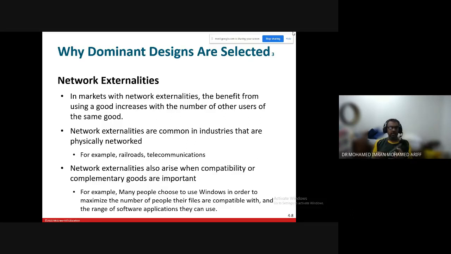So in these terms, the companies choose a design which is acceptable worldwide, acceptable by others, so they can connect with another division. If they choose another service or product which other companies cannot get, then there's no point.